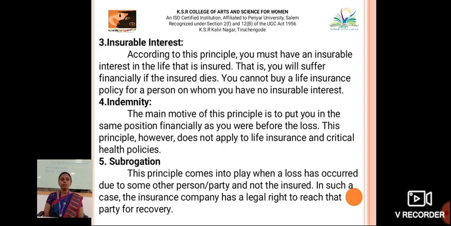Indemnity. The main motive of this principle is to put you in the same position financially as you were before the loss. This principle, however, does not apply to life insurance and critical health policies. Subrogation. The principle comes into play when a loss has occurred due to some other person or party, and not the insured. In such a case, the insurance company has a legal right to reach that party for recovery.